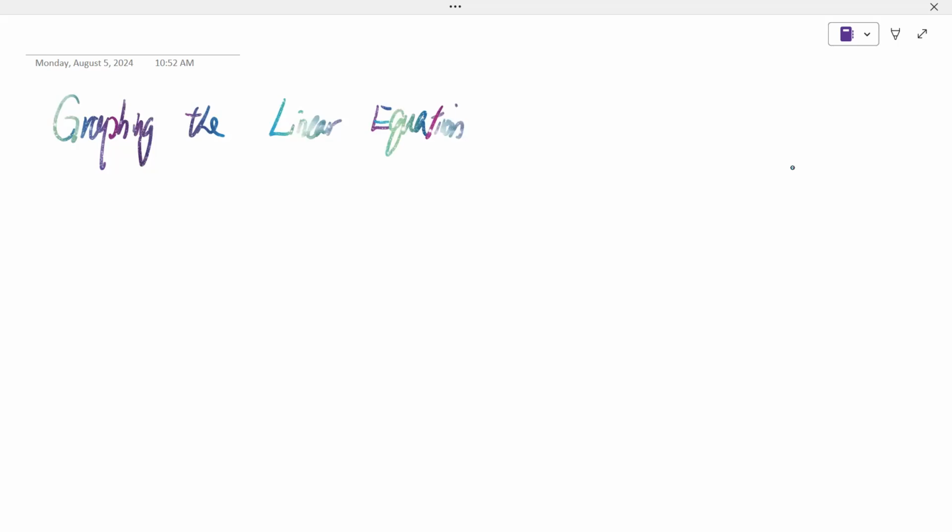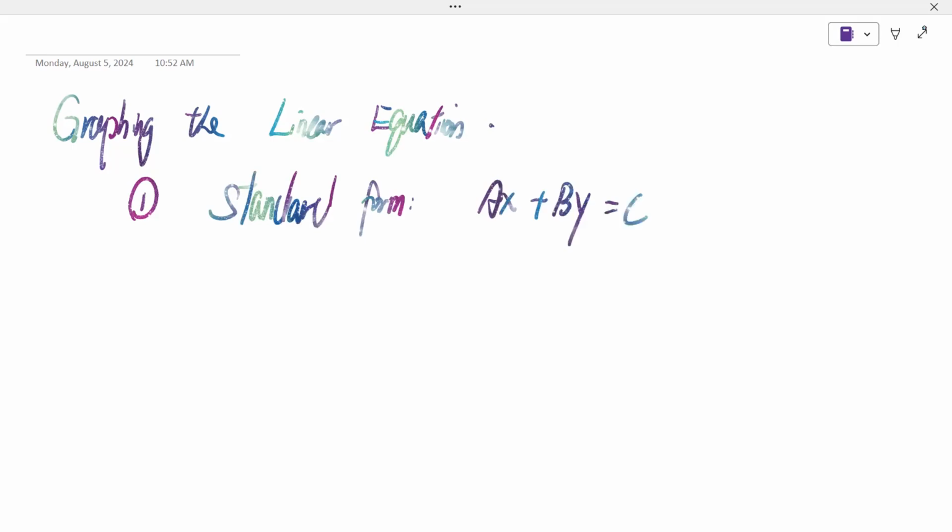So we have 3 different forms. First one is standard form. No, actually, I wrote it in a different order earlier. Okay, so standard form: Ax plus By equals C. With this one, we did some exercises where we could find the x, y intercept and then graph it. That's one way to do it.